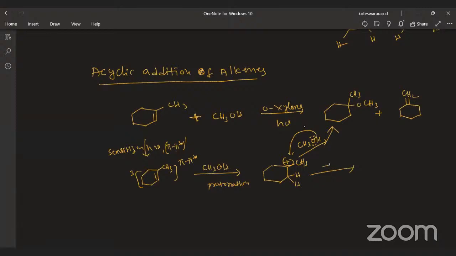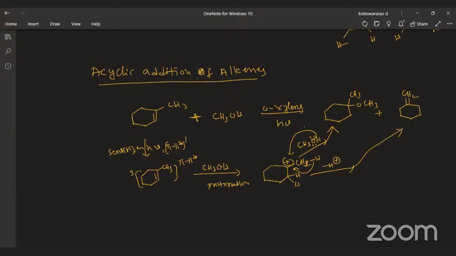Sometimes it may lose the proton, not from here, but from this position, the ethyl group. It loses the proton, and then this product is formed. So this is the mechanism.